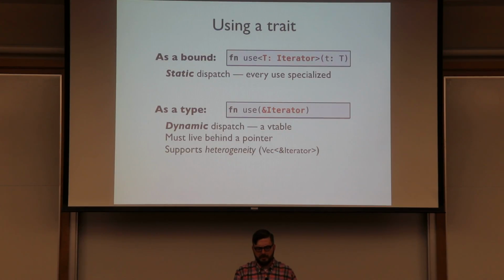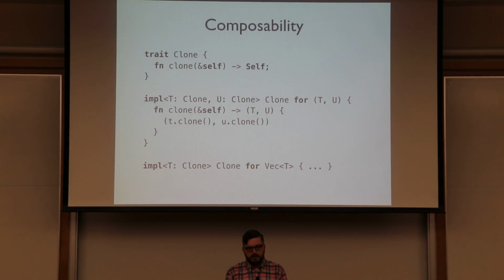Okay, let's not spend too much time here because it's not super relevant to the other parts. So one of the neat things that the trait system gives you, and this is very familiar if you've done much Haskell, is the ability to automatically compose implementations. Right, so Rust has a clone trait, which is how we do deep copies of data.